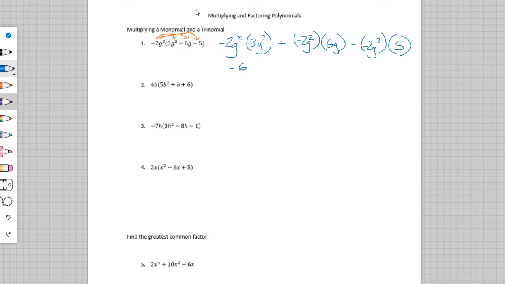If you're multiplying values of the same base, you're going to add the exponents. So g squared times g cubed, when you multiply those together, you're going to do 2 plus 3, so that's going to be g to the fifth.